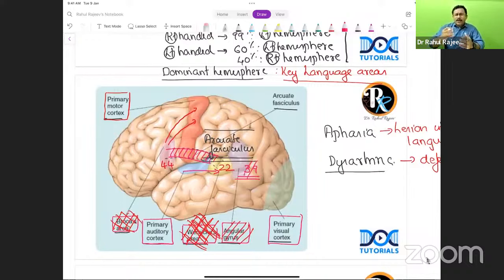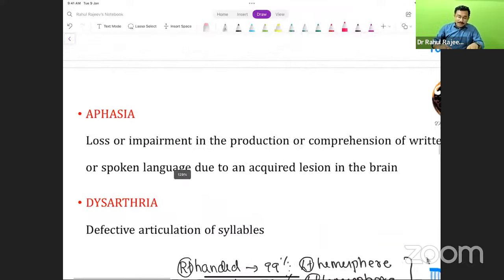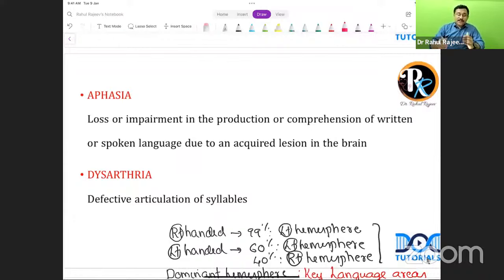About some more points about aphasia, conduction aphasia, I'll tell you when I discuss the examination part. But for the time being, you should also know the definition of aphasia. In the practical exam, they often ask you definitions. So aphasia is defined as, please don't say it is the inability to speak. It is a loss or impairment in the production or comprehension, because Broca's area is a problem with production.